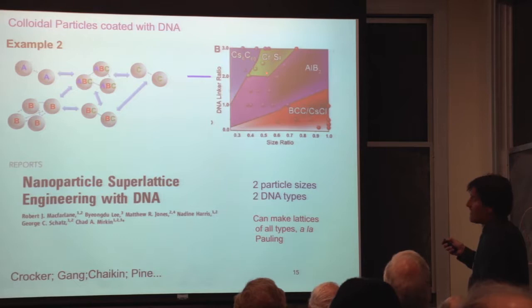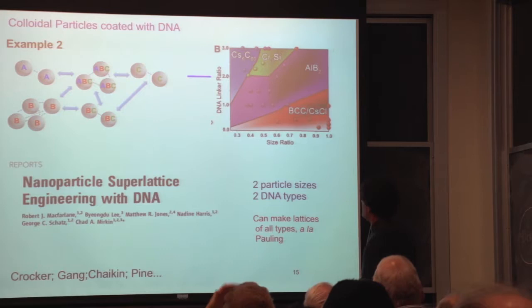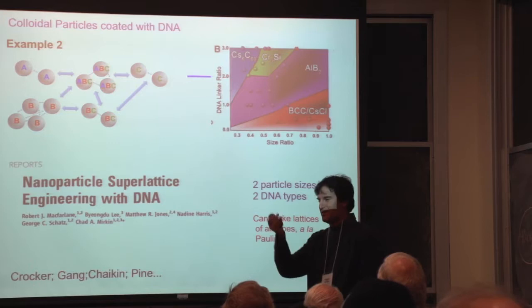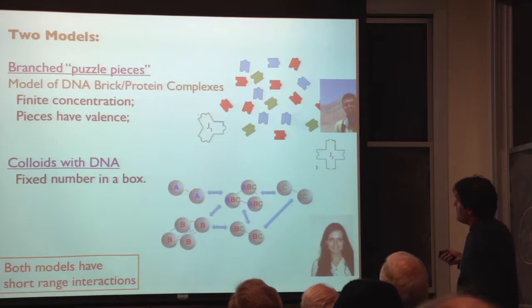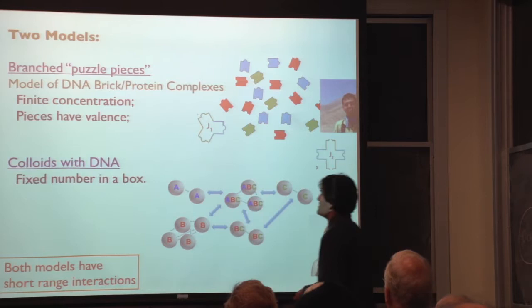To me, the thing that's spectacular about this is the degree of control that one basically has. And again, there are the questions of yield, right? What can you do? But this, of course, is only with two. This is essentially a binary mixture. It's not the limit that I'm really interested in, which is where all the particles are different. So, okay, if this is background, what I'm going to do is talk about two mathematical models.